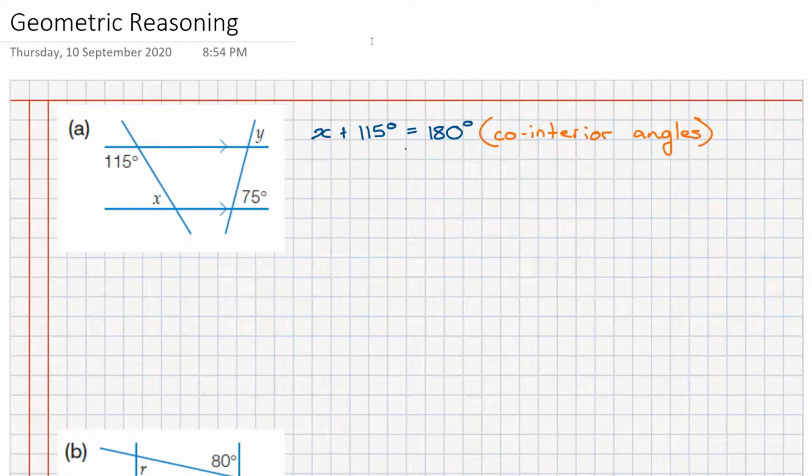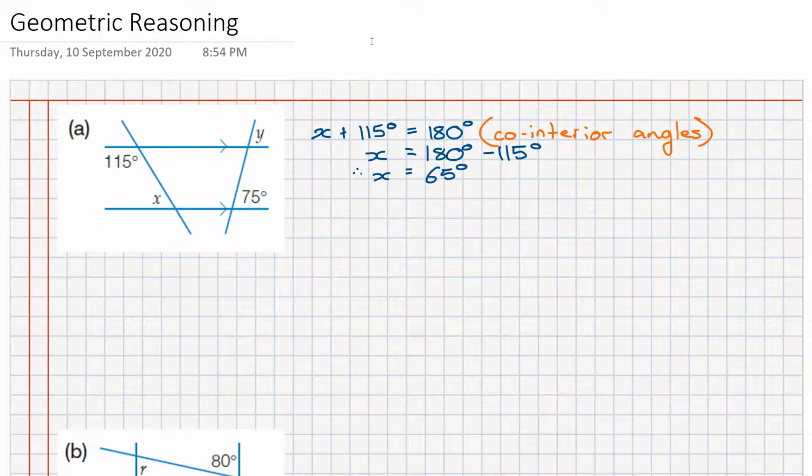Now, simply solving for the value of x, we get x is equal to 180 degrees take 115, and therefore x will be equal to 65 degrees. So nothing too flash there.